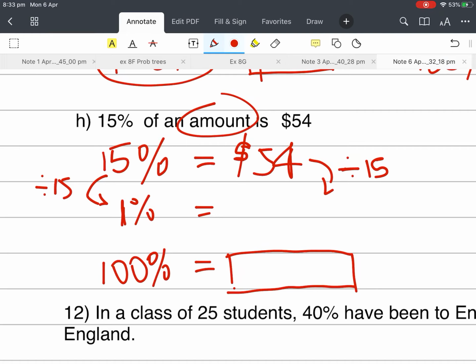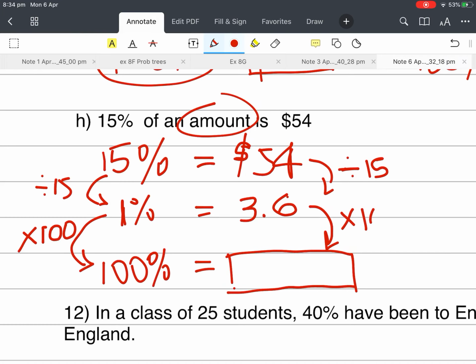So on the right hand side, I've got to go 54 divided by 15. I get a decimal. I get 3.6. So now I have to build it back up again. What do I multiply 1 by to get 100? I multiply it by 100. So I'm going to do that over here too. Times by 100. So 3.6 on my calculator times 100 gives me 360. Now my question was in dollars, so my answer must also be in dollars.